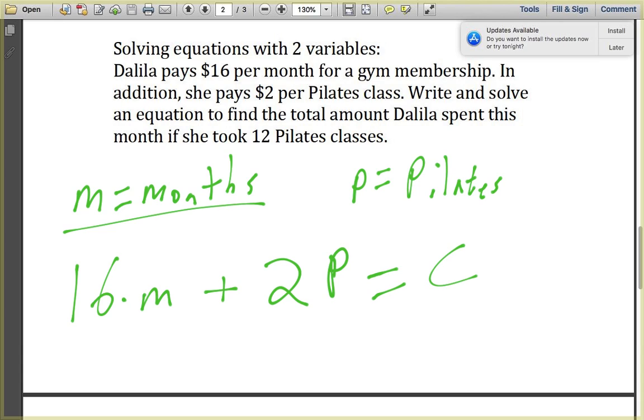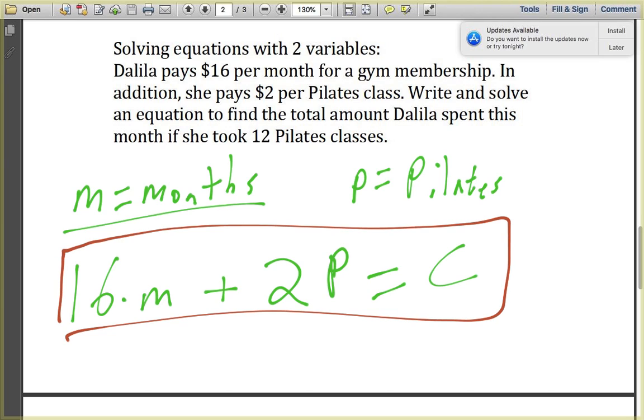And then they finish it off by asking the last bit of the question. Here's my equation. If you don't understand the equation, please ask me and I will try and explain it better in class. And now I'm going to look at what it tells me. It tells me that this month, so I'm only dealing with 1 month, right? And I'm dealing with 12 classes.